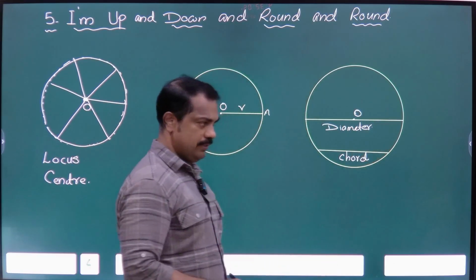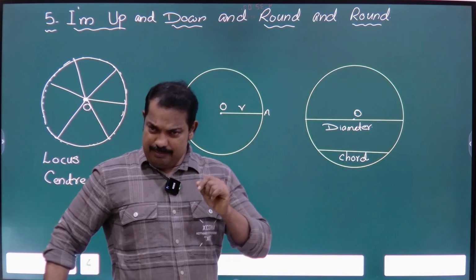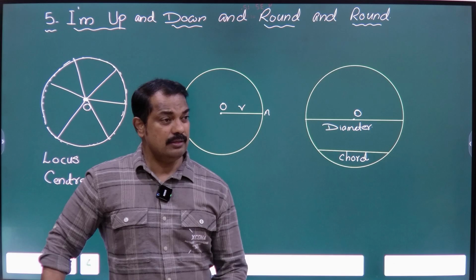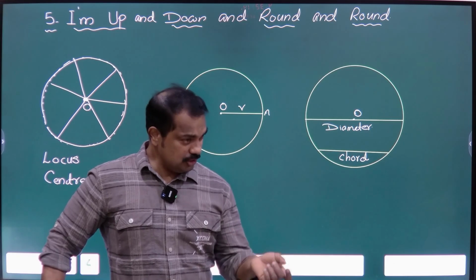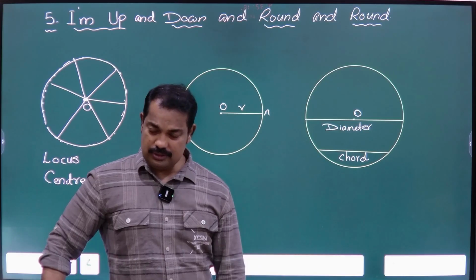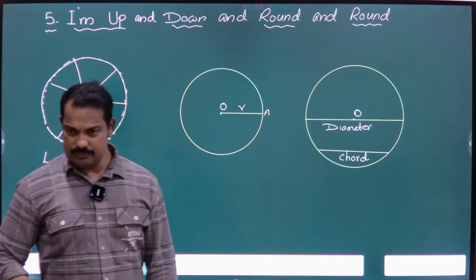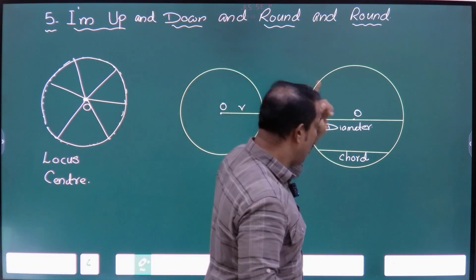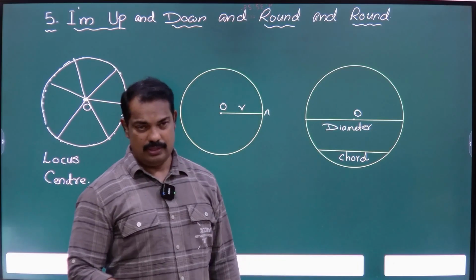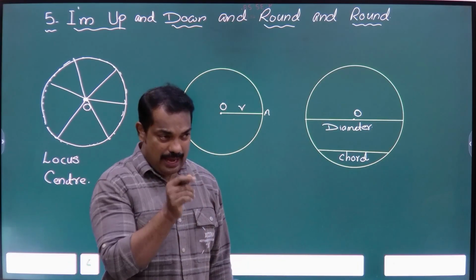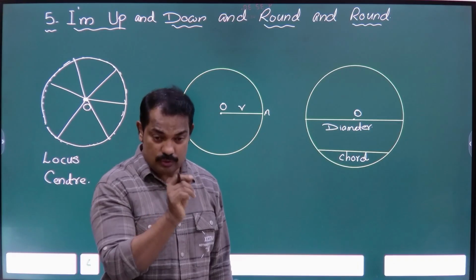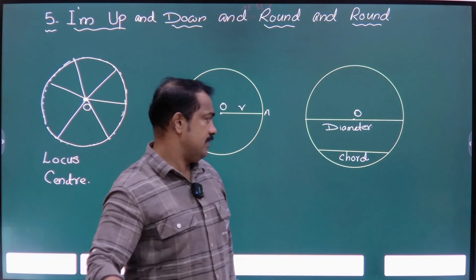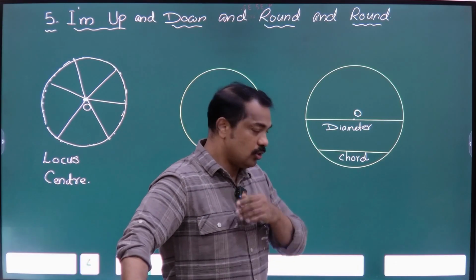It is called diameter. Is diameter a chord? Yes. Diameter is also a chord, but the largest chord of the circle. The largest chord of the circle is called diameter. And what is diameter? The chord that passes through the center of the circle is called diameter.